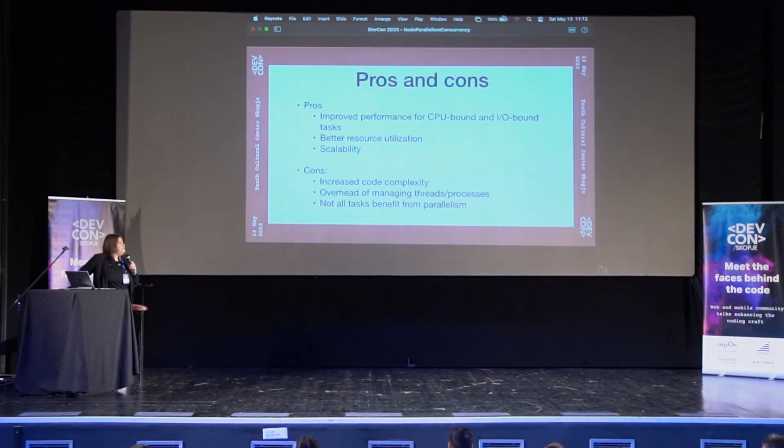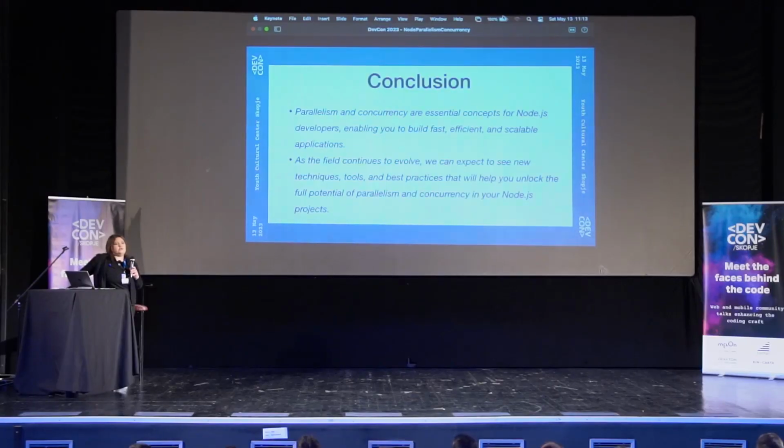The cons of implementing parallelism, especially, are that we are going to have increased code complexity. We will have to manage our threads and CPUs, and not all tasks can benefit from parallelism. So in this case, always try to use performance metrics, for example perf_hooks, with which we can see the execution time of our application code.